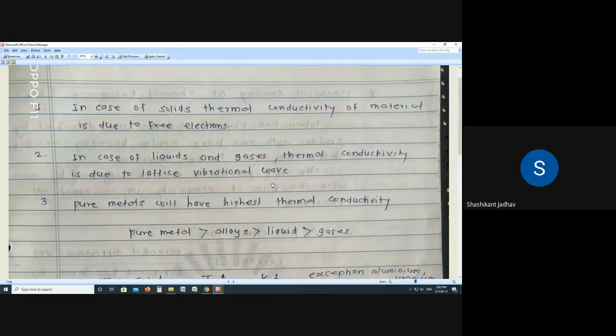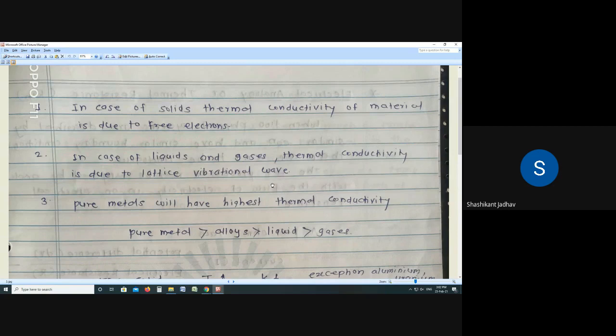Then second point, in case of liquids and gases, thermal conductivity is due to lattice vibrational waves. In case of liquids and gases, conduction of heat takes place due to lattice vibrational waves.